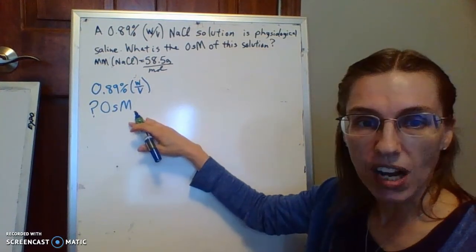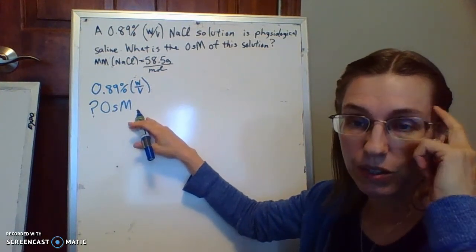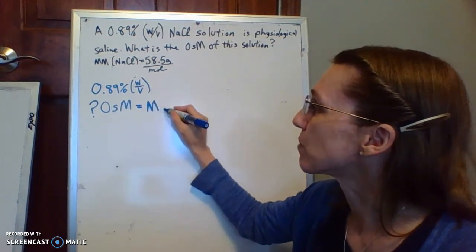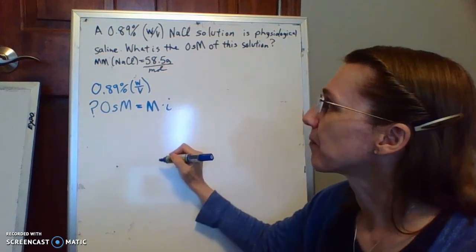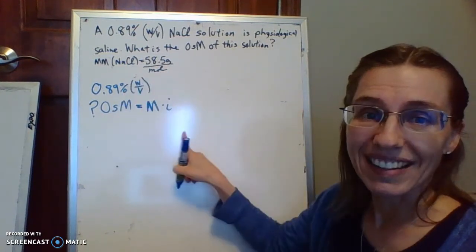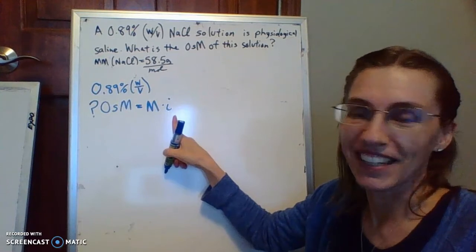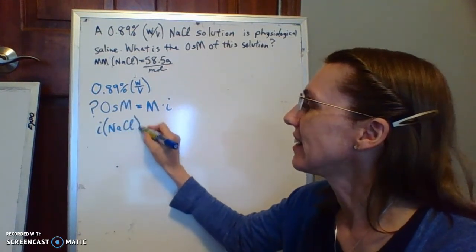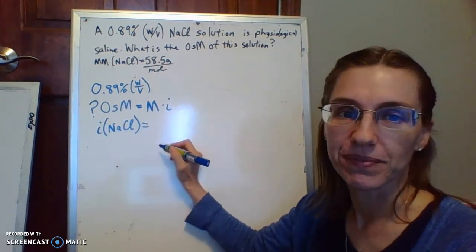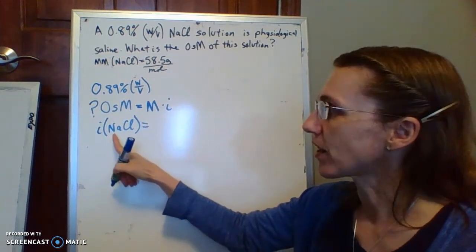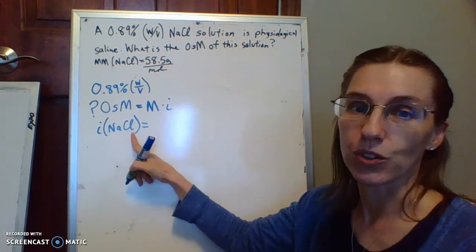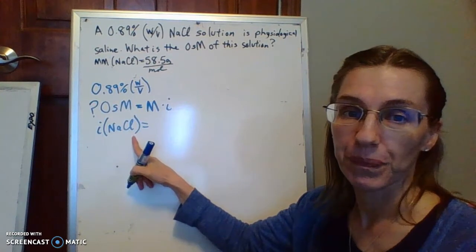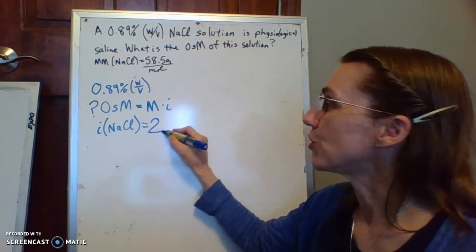Well, osmolarity, the first thing I'm going to think of is, okay, I know the formula for osmolarity, right? We have to have this memorized. It's molarity times I. Well, sodium chloride, the easiest one to get here is I, right? So the I of sodium chloride is going to be what? Sodium chloride, when it goes into water, goes to sodium plus, chloride minus. So we're going to have two particles from this one particle. So our I is 2.